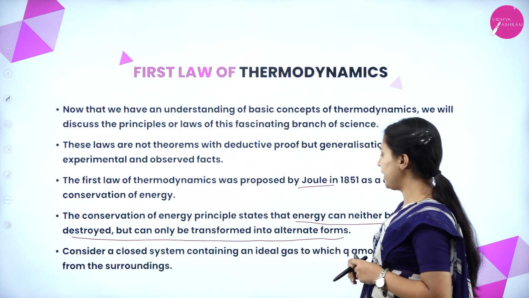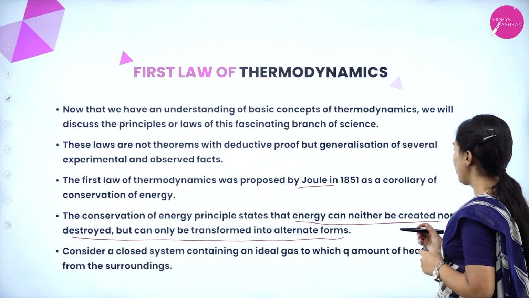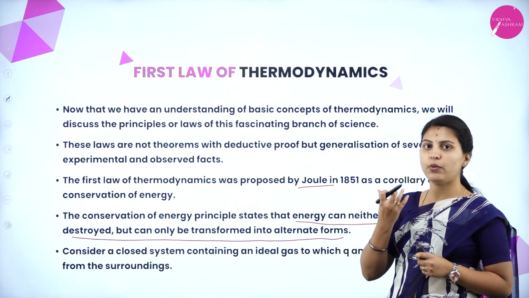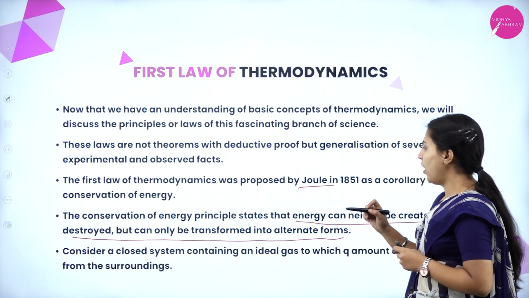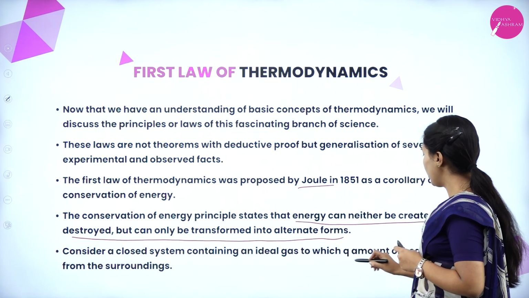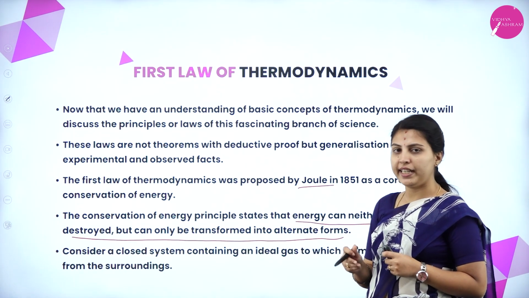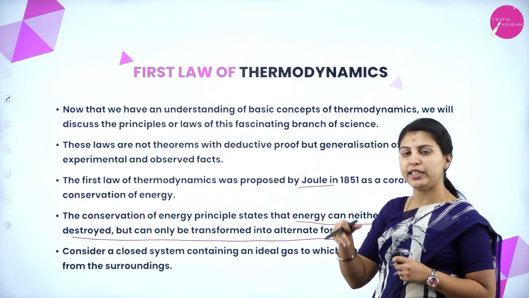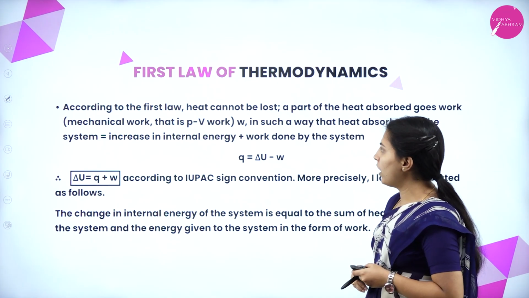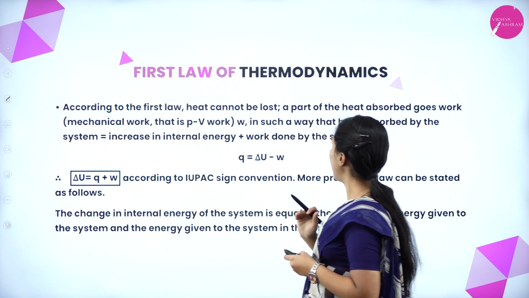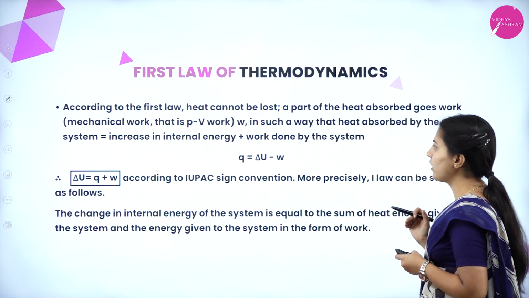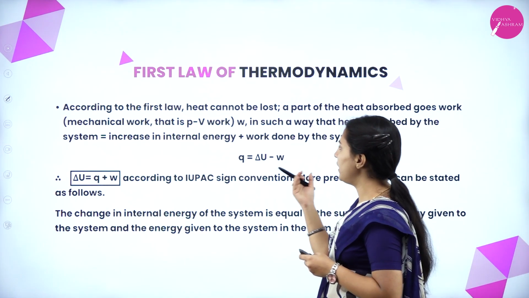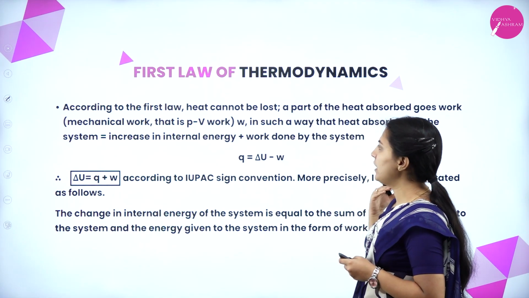Consider a closed system containing an ideal gas to which Q amount of heat is given from the surroundings. Now we are considering one system containing ideal gas, and Q is nothing but the heat given from the external surroundings to the internal system. According to the first law, heat cannot be lost. A part of the heat absorbed goes to work, that is W, in such a way that the heat absorbed by the system equals the increase in internal energy plus the work done by the system.